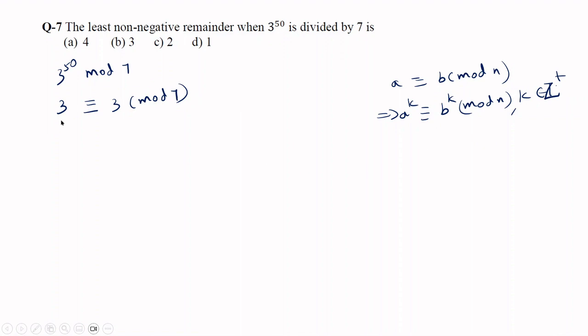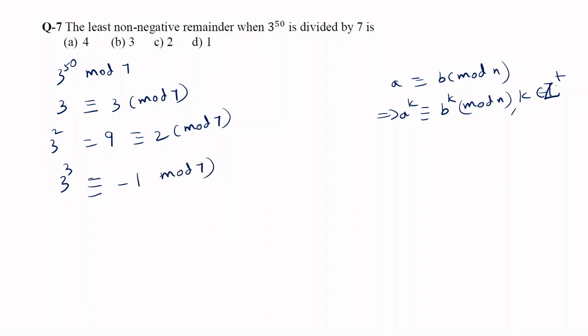So using this property, if we square both sides, 3 square is equal to 9. This is congruent to 2 mod 7, because when we divide 9 by 7, we get the remainder as 2. And next, if we consider 3 cube, which is 27, it is congruent to minus 1 mod 7, because if we subtract minus 1 from 27, we will get 27 minus of minus 1, which is 28. So 28 is divisible by 7. As a result, 3 cube is congruent to minus 1 mod 7.